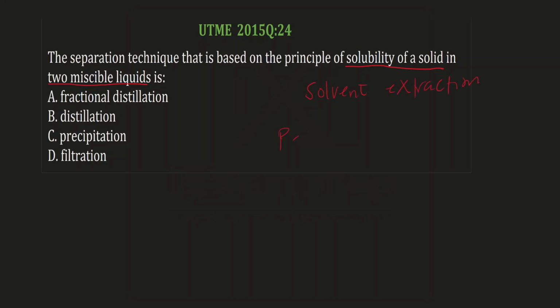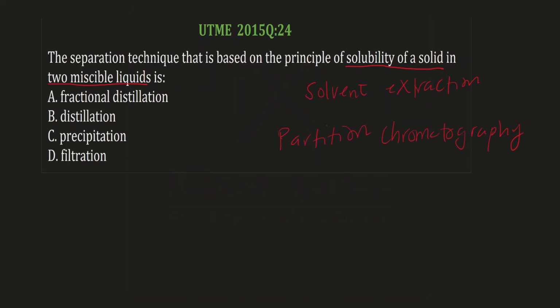or partition chromatography. That is the separation technique that we're going to use for separating a solid in two miscible liquids. Now look at the options. Option A says fractional distillation, B distillation, C precipitation, D filtration.